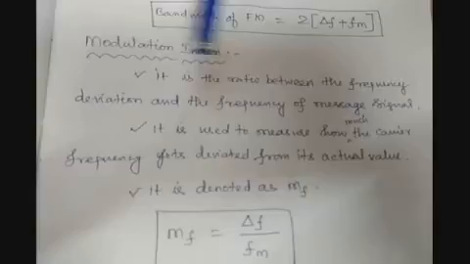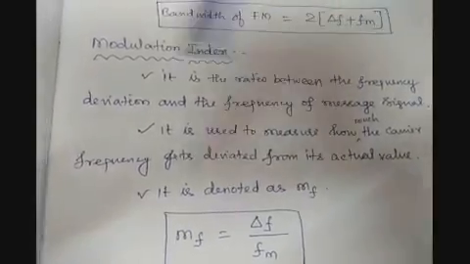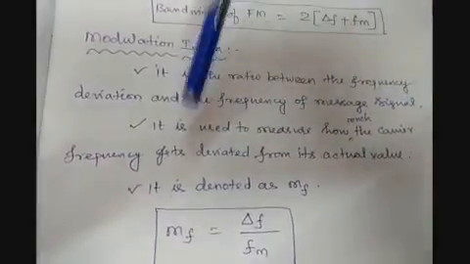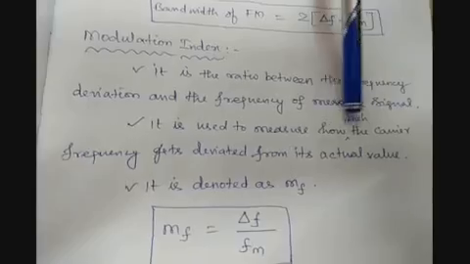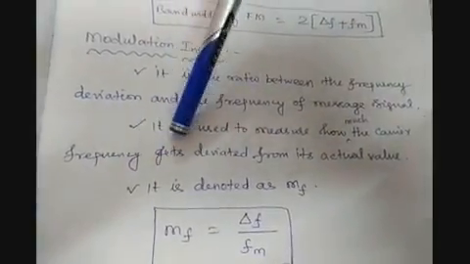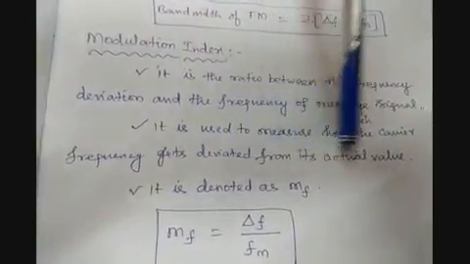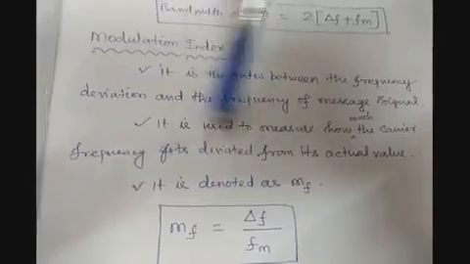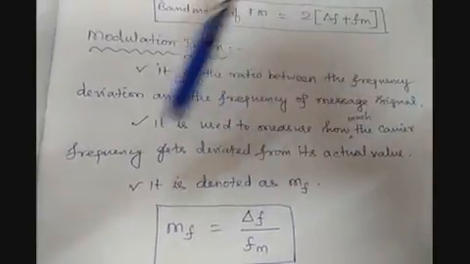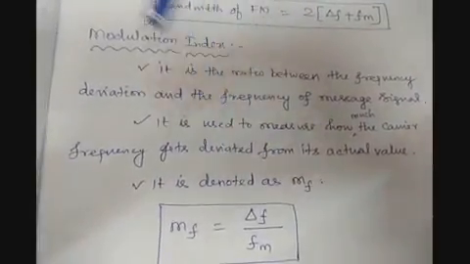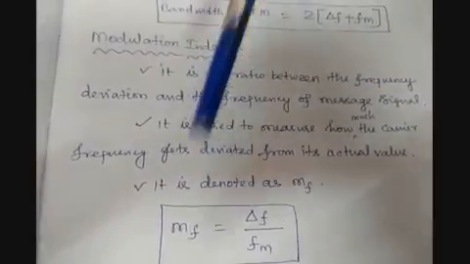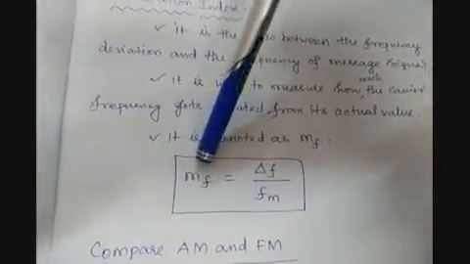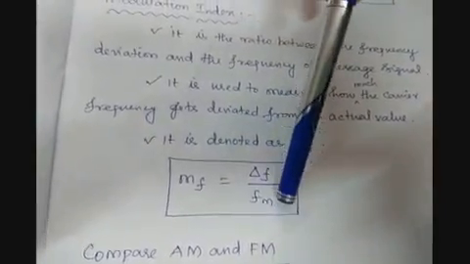Modulation index is the ratio between the frequency deviation and the frequency of the message signal. It is used to measure how much the carrier frequency gets deviated from its actual value. Already I told you about this one, how much the carrier is deviated, that we can measure by using this modulation index. Modulation index is denoted as mf for FM, mf equal to del f by fm.